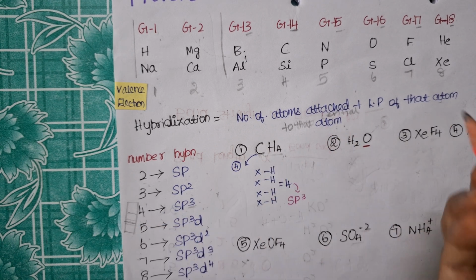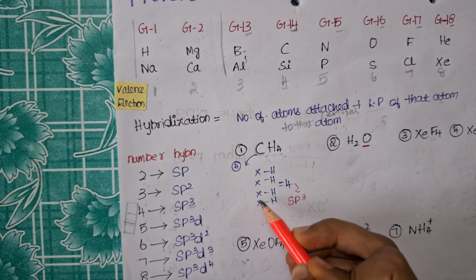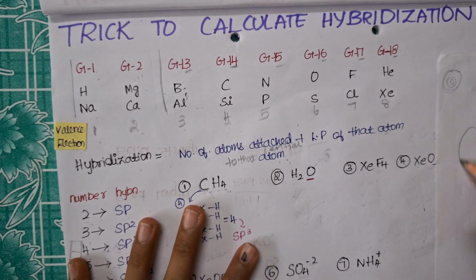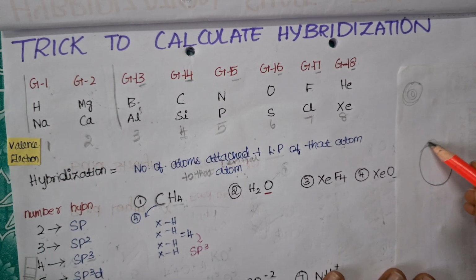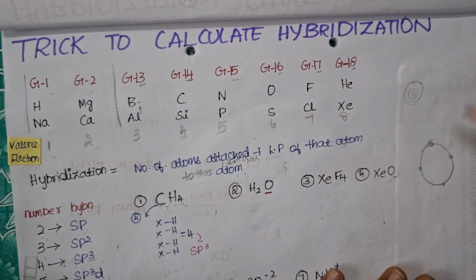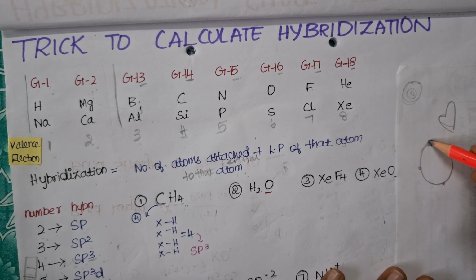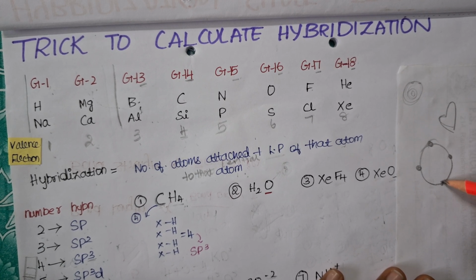How many valence electrons will C have? 4. So I am putting 4x. Consider this your valence. Here 4 are there. It is waiting for someone to love it. These are waiting as singles, waiting for the love to come.